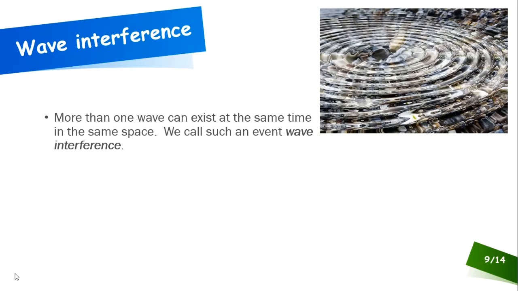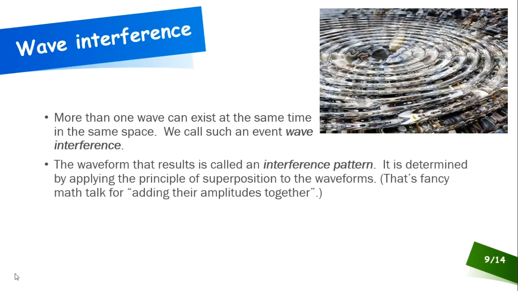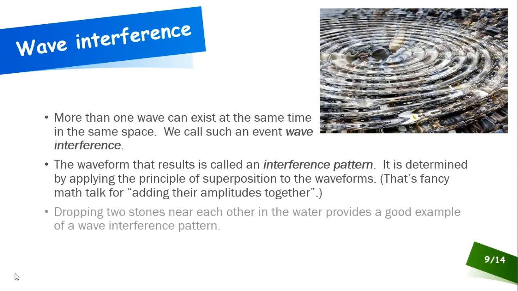Now, you can have more than one wave at the same time in the same space. And when that happens, you get what's called wave interference. So you've got two waves that are interfering with each other, and that's why we call it wave interference. Now, this results in what's called an interference pattern. And the way we determine what the pattern will look like is by the principle of superposition. And that's just fancy math talk for you take the amplitudes of the waveforms and you add them together.